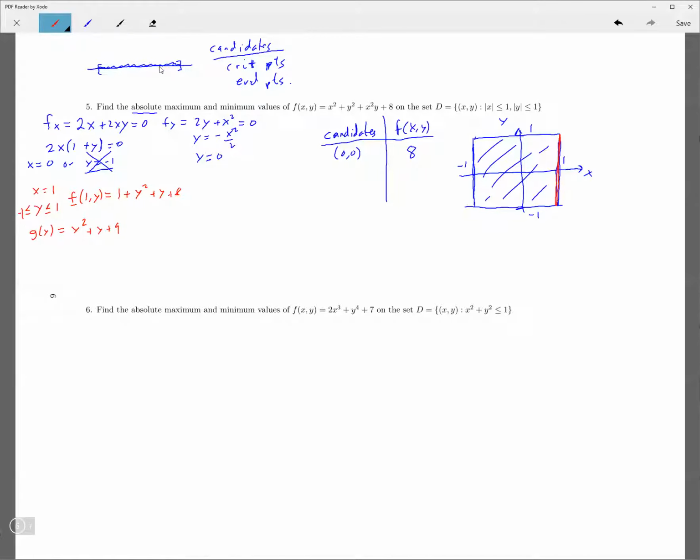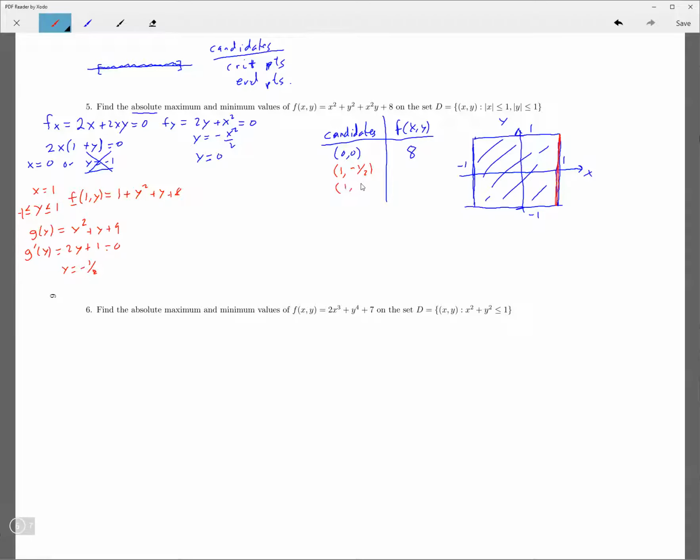So now we are in kind of this case right here again. So g prime of y is 2y plus 1. Set that equal to 0, you get y equals -1/2. Okay. So this one adds the candidate where x is 1 and y is -1/2.